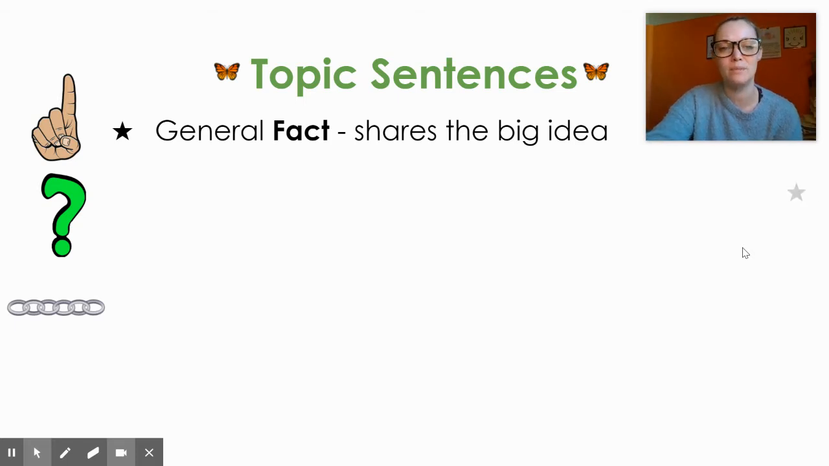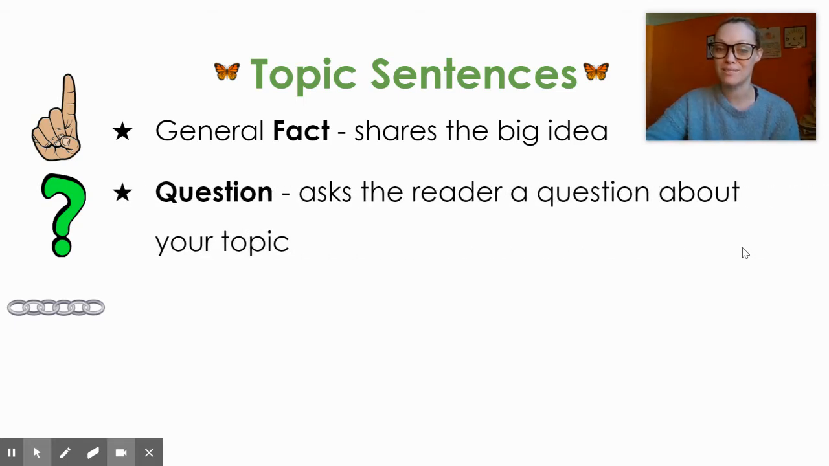Our next one is a question. And we've used this for other types of writing too. This one asks the reader a question about your topic. So you want to make sure the question has to do with your topic, right? The last video that we watched was all about topics and how to choose topics. So you want to make sure it's a question about that. So go ahead and tap your head for question. Question. Asks the reader a question.